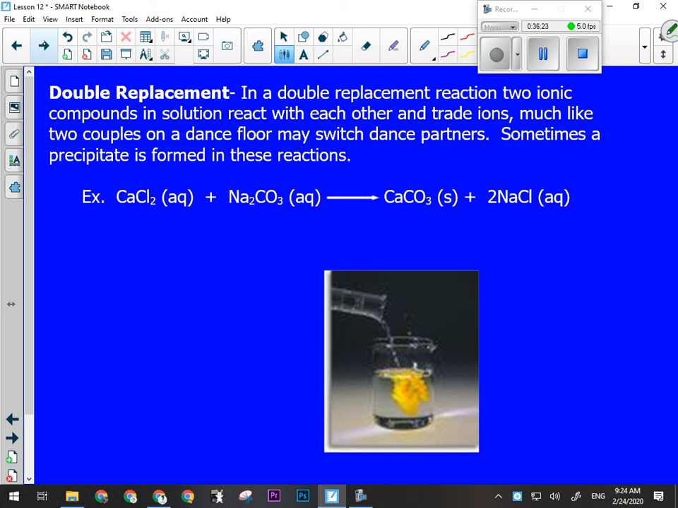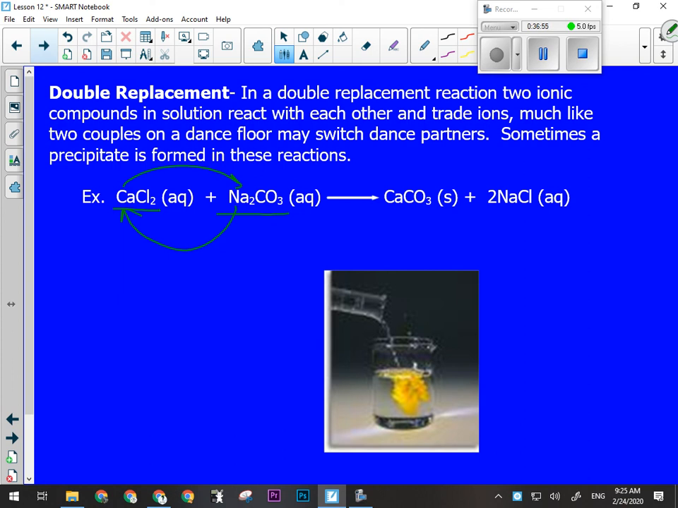So in a double replacement reaction, 2 ionic compounds in solution react with each other and essentially trade ions or trade partners. In our example here, I have calcium chloride, calcium being the metal, chlorine being the nonmetal, and sodium carbonate, sodium being the metal, carbonate being the nonmetal. All that happens is the metals switch places. That produces 2 new couples, or 2 new ionic compounds, on the other side. Calcium, who was originally with chlorine, is now with carbonate. Sodium, who was originally with carbonate, is now with chlorine.